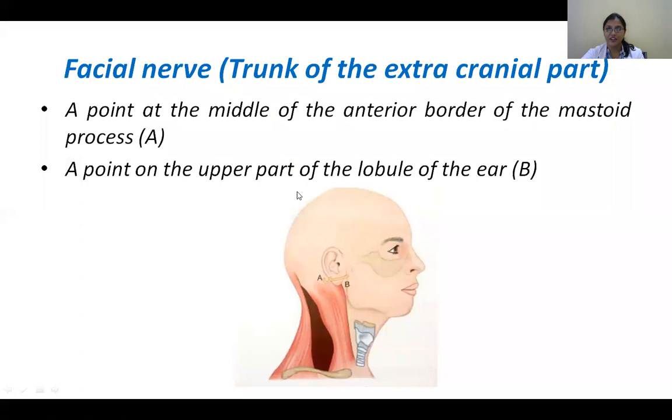So I just added the facial nerve here, which is actually not given in the competencies for you. So facial nerve, you can see here 2 points. One is here, this is your mastoid process, and then here this is the lobule above that. So this facial nerve, the extracranial course, once it exits from your stylomastoid foramen, the extracranial course of facial nerve begins.